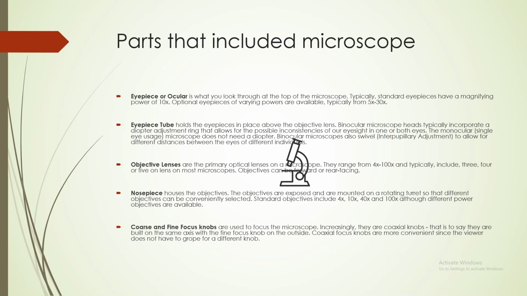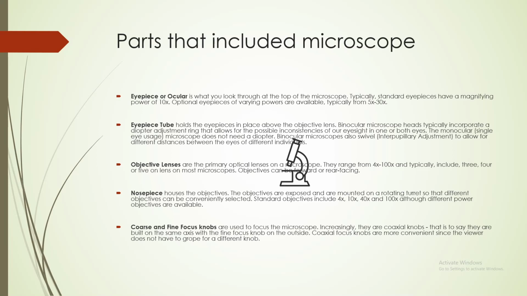Objective lenses are the primary optical lenses on a microscope. They range from 4 times to 100 times and typically include 3, 4, or 5 lenses on most microscopes. Objectives can be forward or rear facing. Next is the nosepiece, which houses the objectives. The objectives are exposed and mounted on a rotating turret so that different objectives can be conveniently selected.